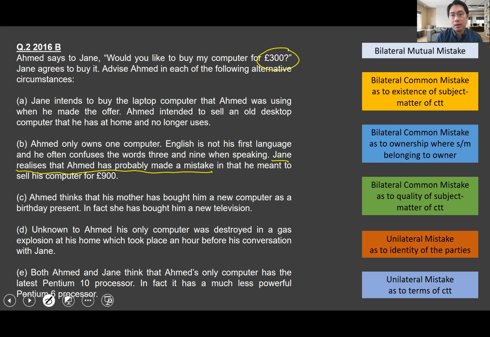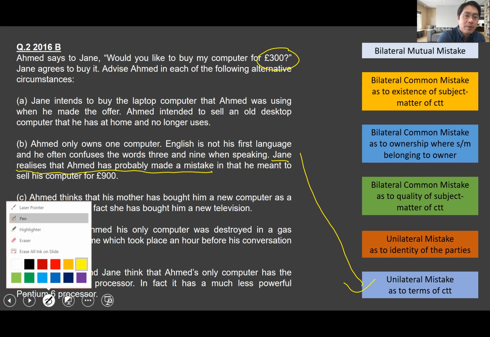And within unilateral, you come down to the last two boxes. It's either a mistake as to identity of the parties or as to terms. So clearly this is nothing to do with identity of the parties. It's a mistaken term. That Ahmad was selling the computer, wanting to sell at 900, but it's a mistaken term because it said 300 instead. Right? So this would be mistake. Now let's look at part C.